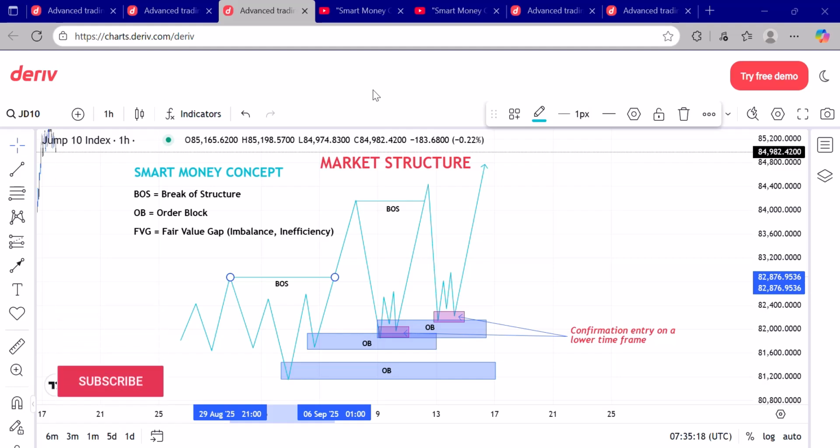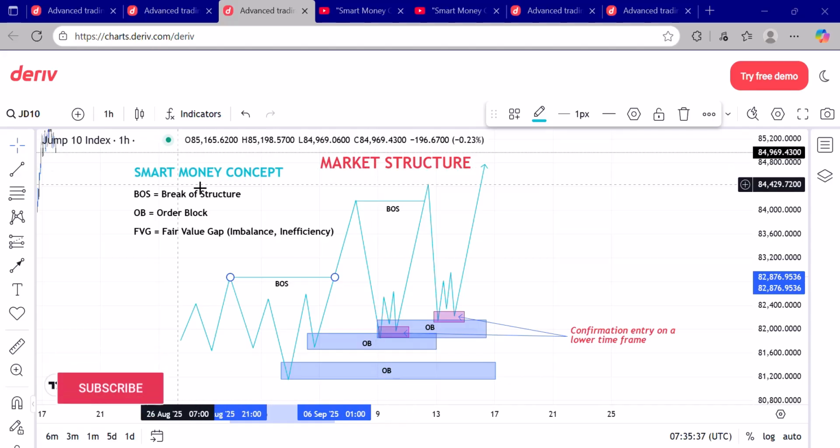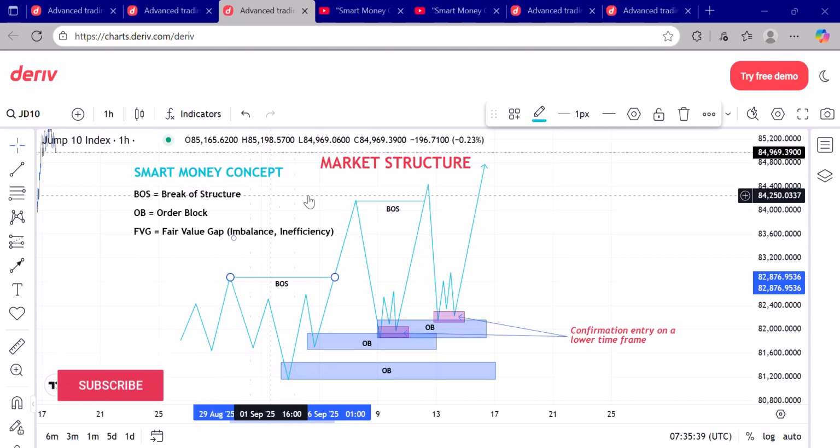In today's video, we are going to be doing a recap on some of the trades we took during the course of the week, as well as some of the ones we are looking at for. Of course, we are going to be using our strategy, which is the smart money concept.